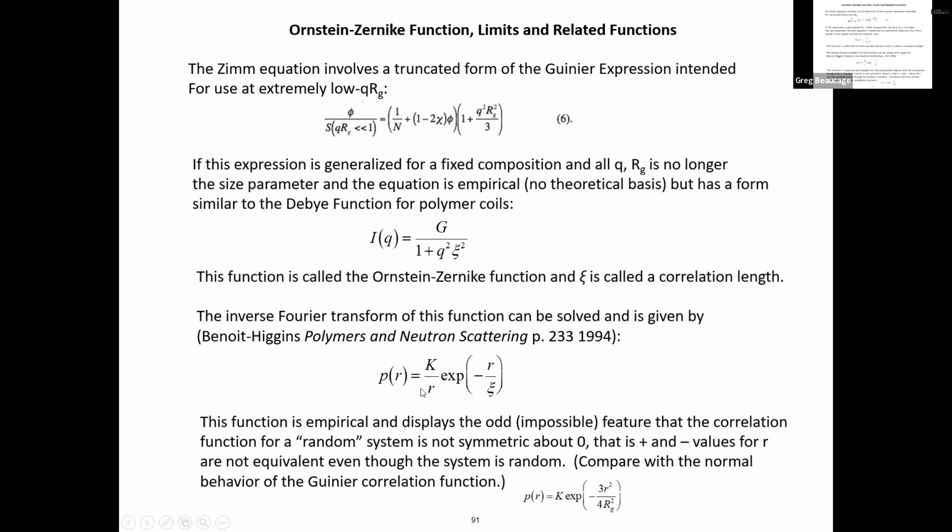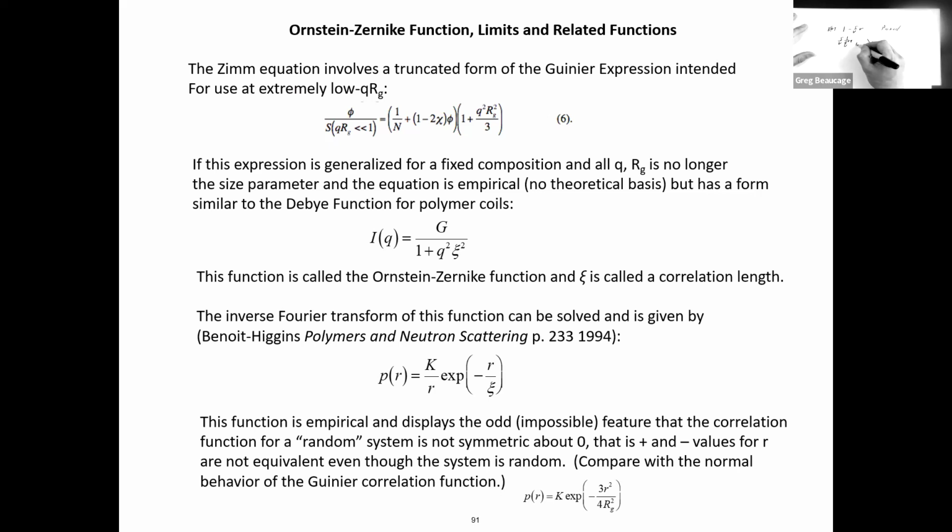The other problem is, if you have a correlation function for a surface, you have the surface to volume times R. This is called a Porod function. Right, and if you Fourier transform that, you get the surface to volume times 1 over q to the 4, so q to the minus 4. Right, so you get this steep slope.